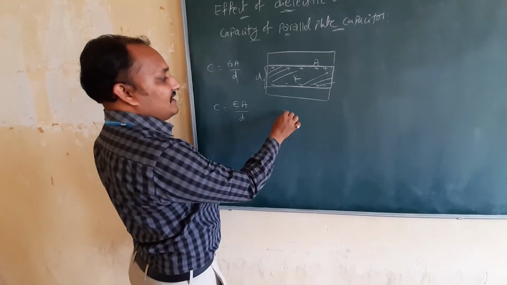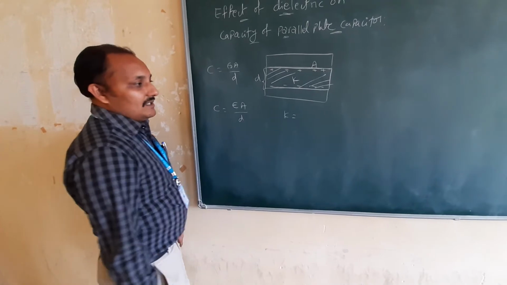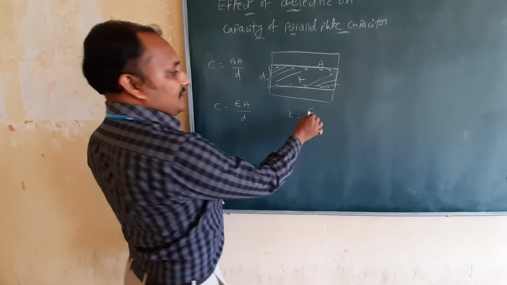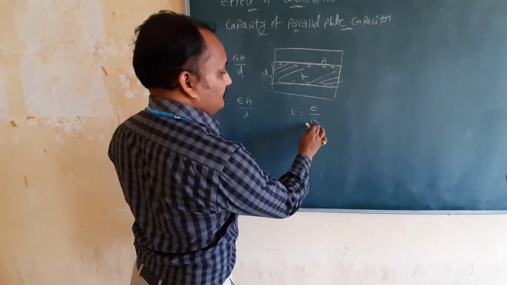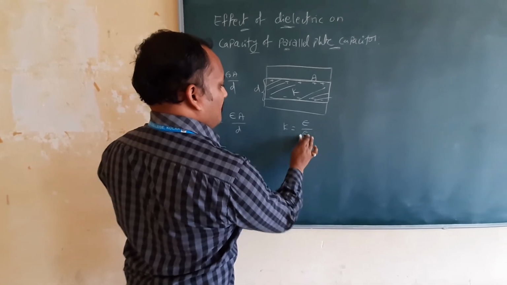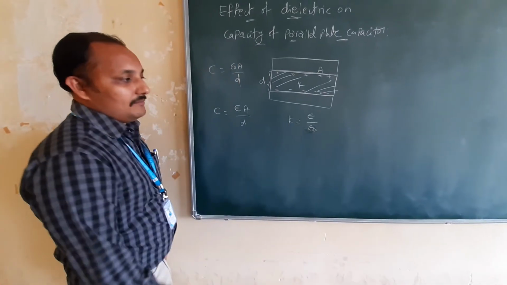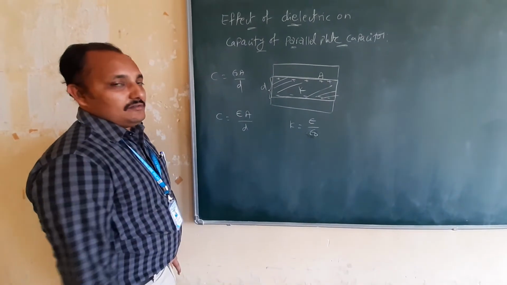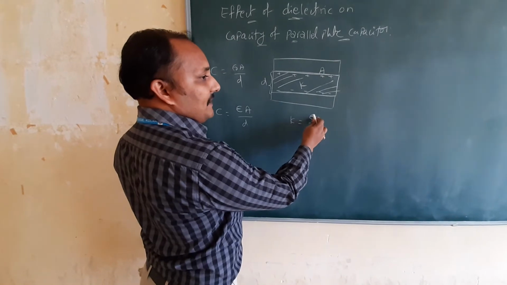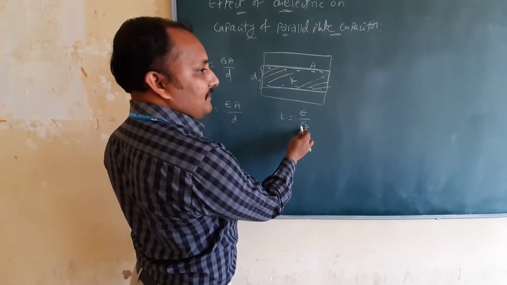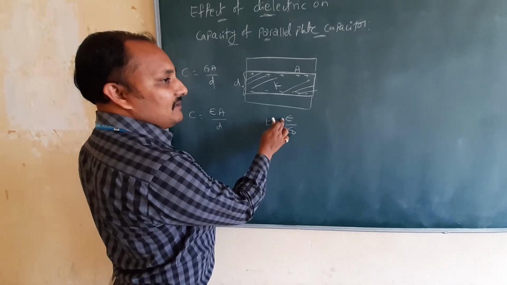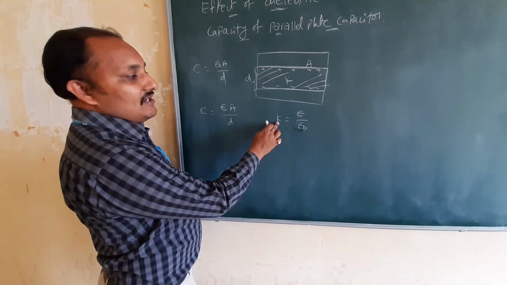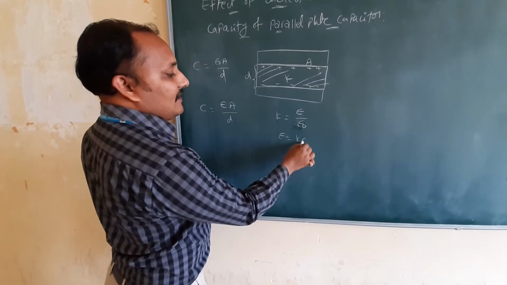What is the relation between epsilon naught and epsilon? That is the dielectric constant definition we came to know. Dielectric constant K is equal to epsilon by epsilon naught. Epsilon is the permittivity of the medium, epsilon naught is the permittivity of free space. The ratio between permittivity of medium and permittivity of free space is nothing but dielectric constant K. Then epsilon can be written as K epsilon naught.